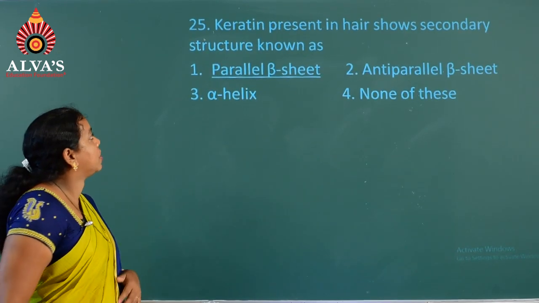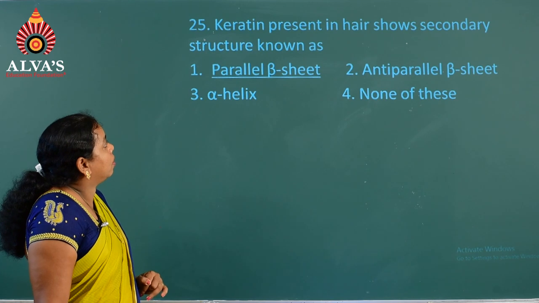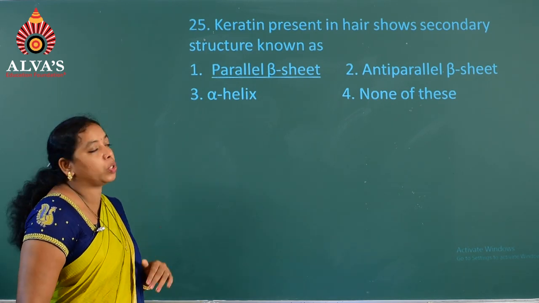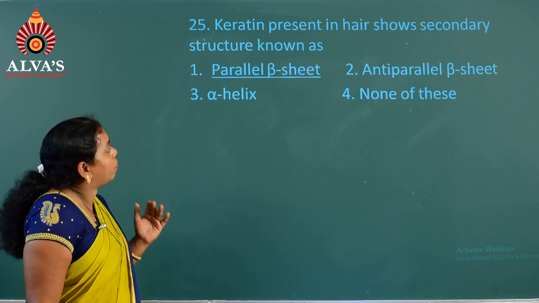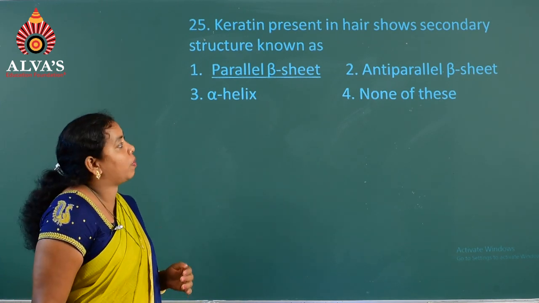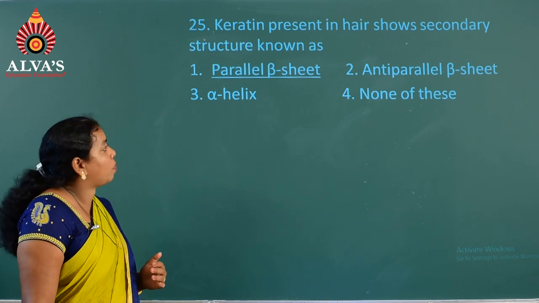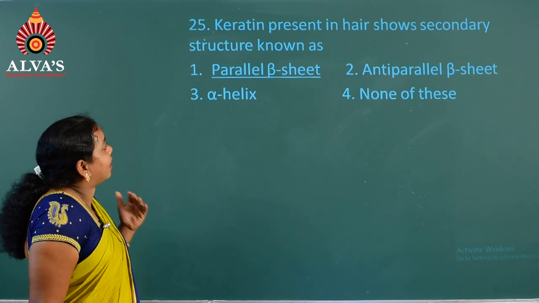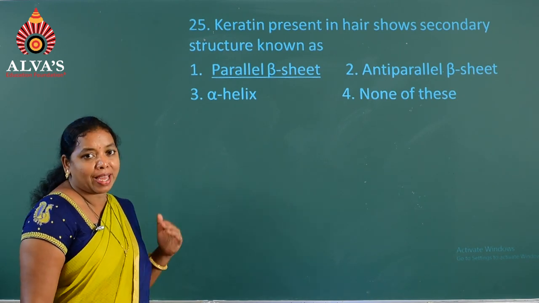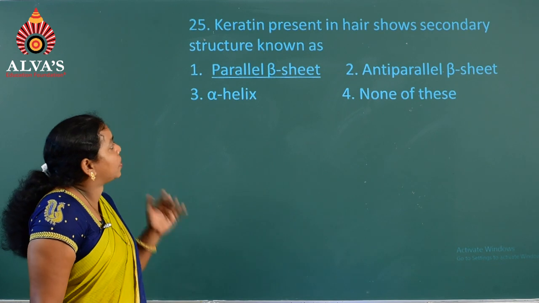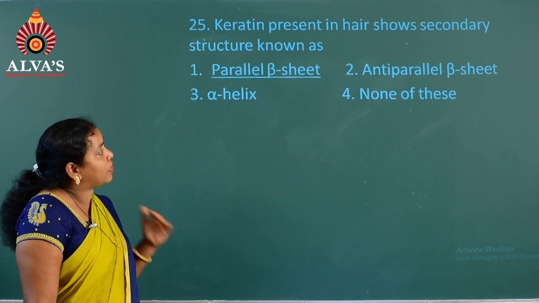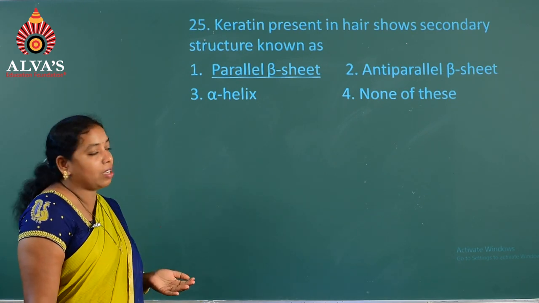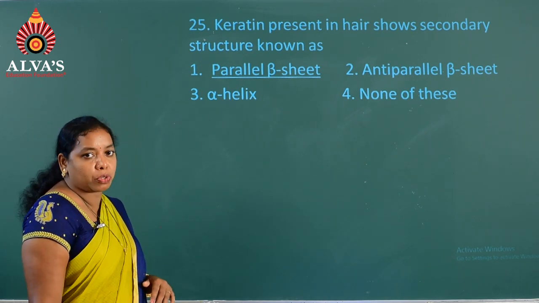Moving on to the next question, that is question number 25. Keratin present in hair shows a secondary structure known as: option 1, parallel beta sheet; second, antiparallel beta sheet; third, alpha helix; and fourth, none of these. So, here the right answer is the first option, that is parallel beta sheet. Keratin is a structural protein which is present in hair, nails as well as in the skin, and it shows a parallel beta sheet structure.